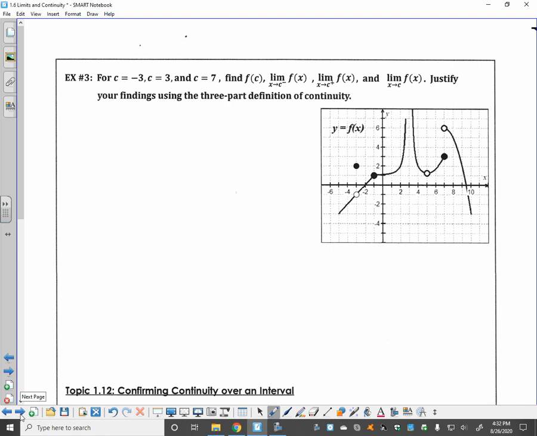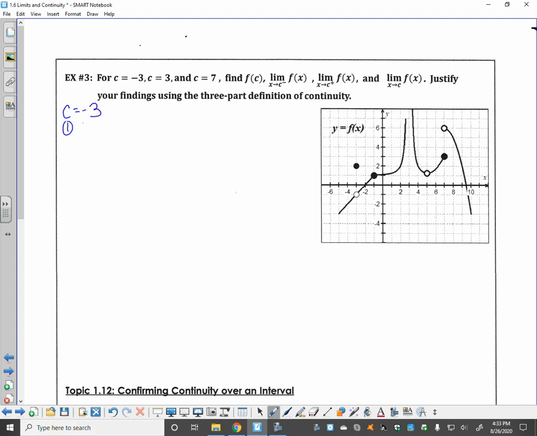Okay, this is a big one. For c equals -3, c equals 3, and c equals 7, find f of c, the left-hand limit, the right-hand limit, the overall limit, and tell me if you are continuous. Okay, now this one's going to be the pain in the butt because we're going to pretend this is an FRQ and we're going to write not what we think we need to write, but what they think we need to write. Okay, so first I'm going to do c equals -3.